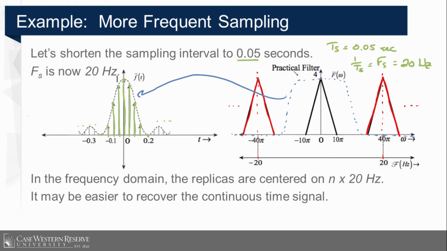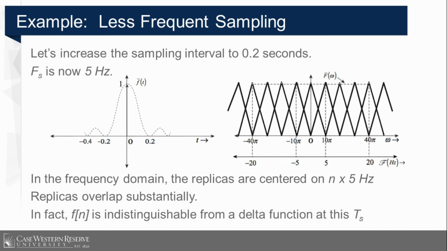And so even though the Nyquist sampling interval and Nyquist sampling frequency allow us, in theory, to reconstruct our continuous time signal, it might make more sense to use a slightly shorter sampling interval so that we can be sure that we don't have replicas overlapping in the frequency domain, which enables us to recover our continuous time signal. What if we do exactly the opposite?